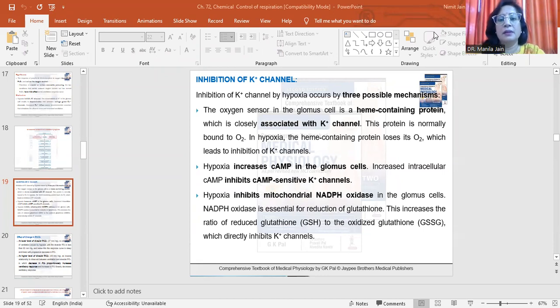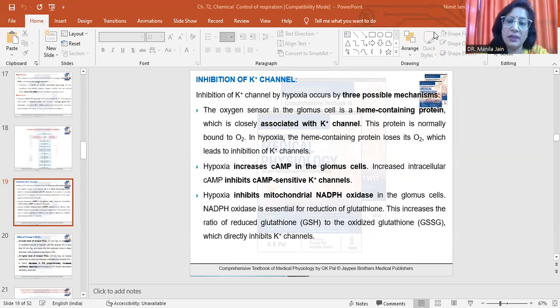Now we will do one important topic, that is the regulation of breathing. At the end of the lecture, you will be able to tell how the chemical regulation of breathing occurs, what is the mechanism. Then you will be able to tell the role of chemoreceptors, that is the central chemoreceptors, and what is the role of peripheral chemoreceptors.